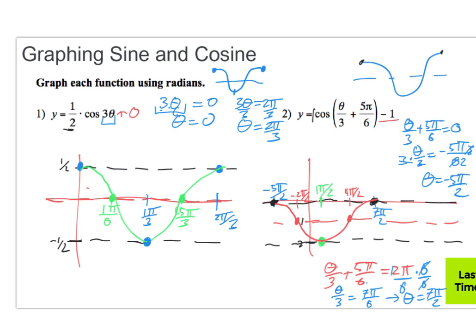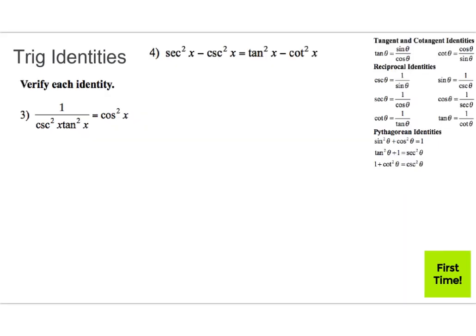Me with jumping pages. Next up, we got some trig identities. So we've got to manipulate these in order to make them look like the other side. I prefer to start on the complicated side, so we'll start on the left. And the first thing I'm going to do is to rewrite this in terms of sine and cosine.